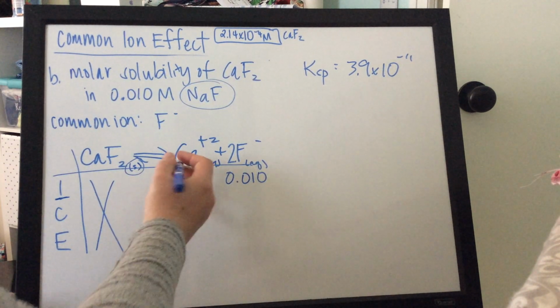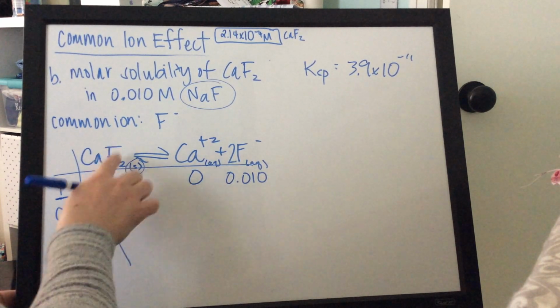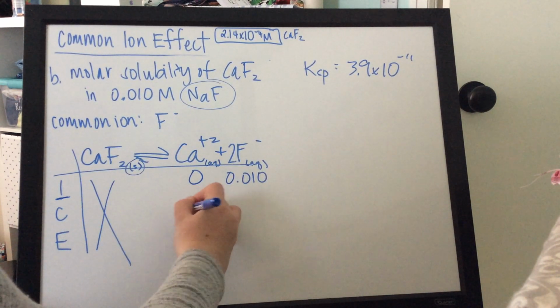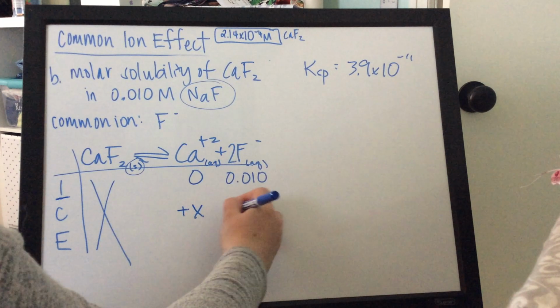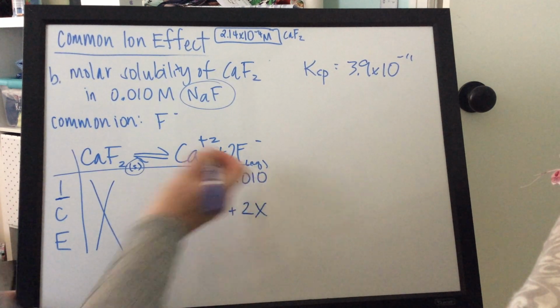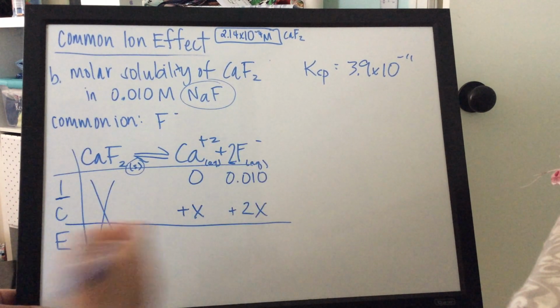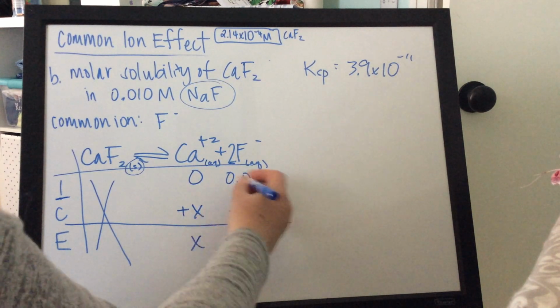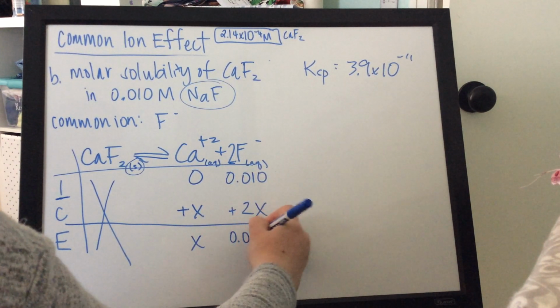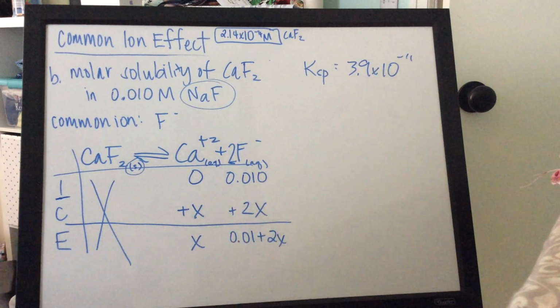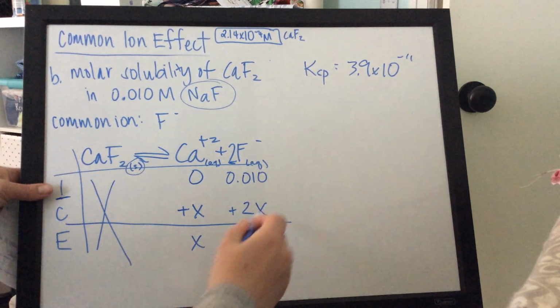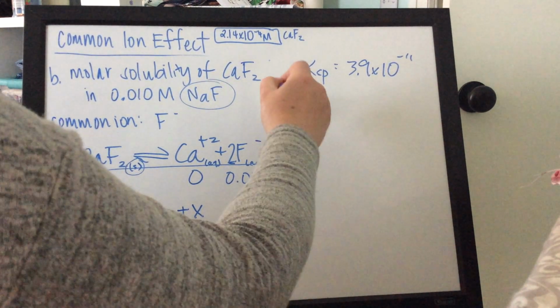Of course, these numbers are going to increase as this equilibrium is established. This is going to increase by X, and this is going to increase by 2X, because of the 2. And just like an ice chart before, we're going to add these up. 0 plus X is X, and this is going to be 0.01 plus 2X. Now I'm going to take these numbers and plug them into a KSP expression.